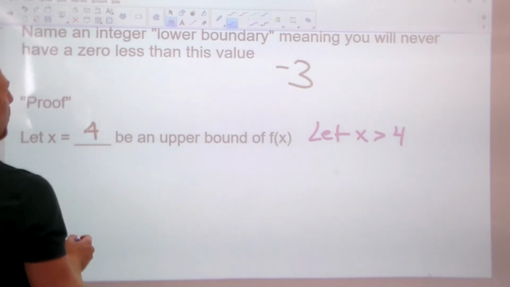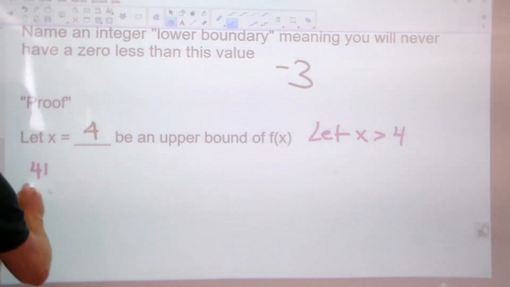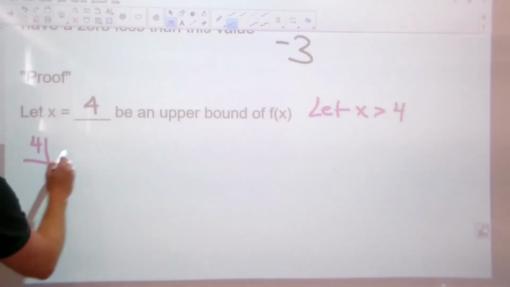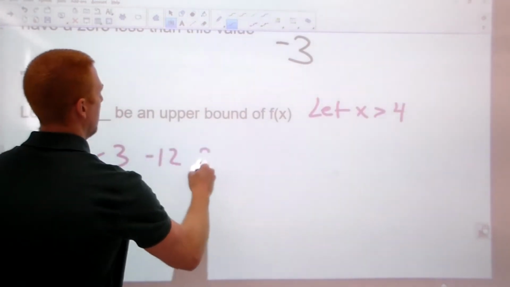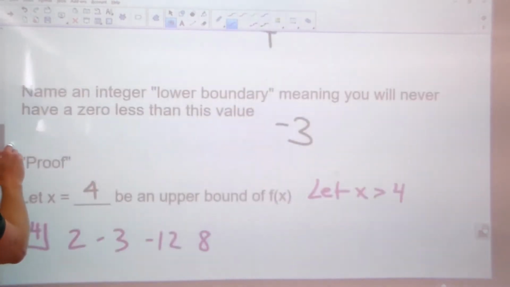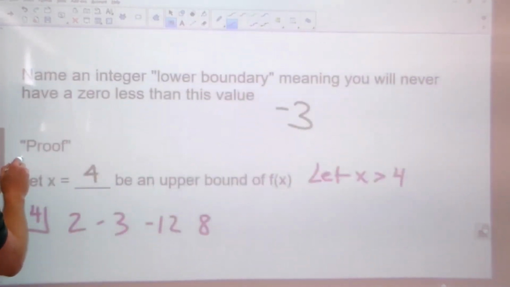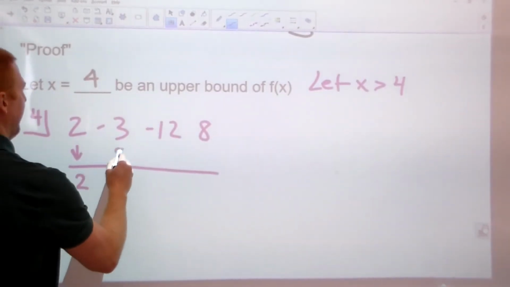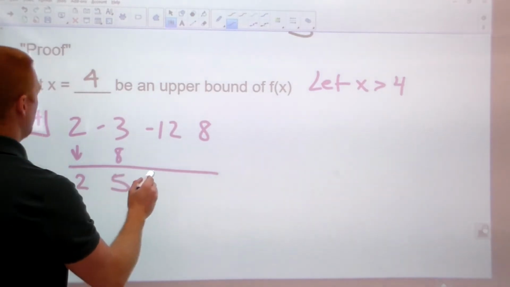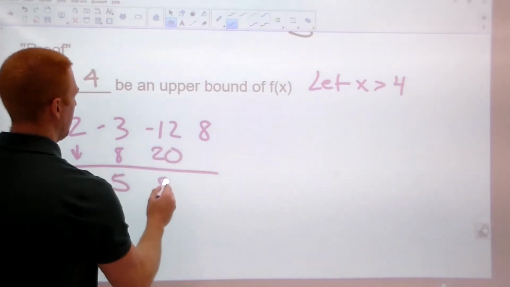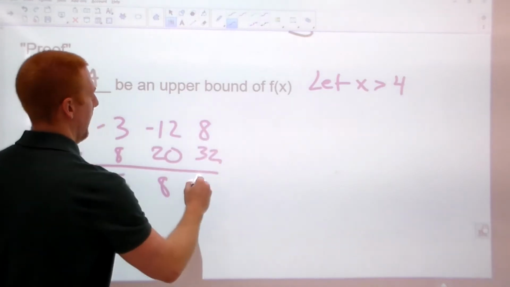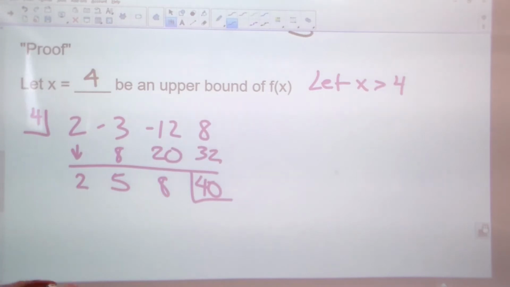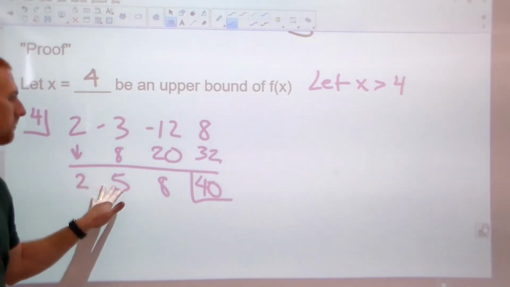All right, let's run through what happens if we do synthetic division. So we put 4 in the box, and we've got 2, -3, -12, and 8. It always helps me to say it out loud. I'm going to double check and see if I got everything right. Feel pretty good about that. All right, so 2 times 4 is 8, and that's going to be 5, multiply is 20, add 8, multiply 32, add, and it's 40. And that's my remainder.